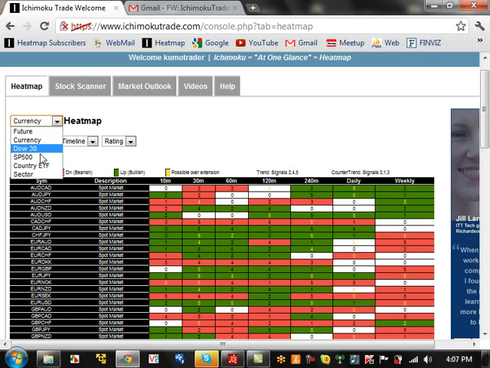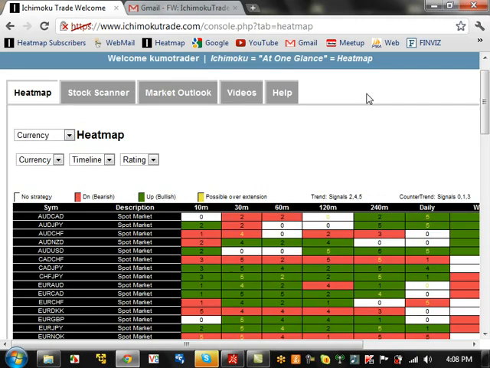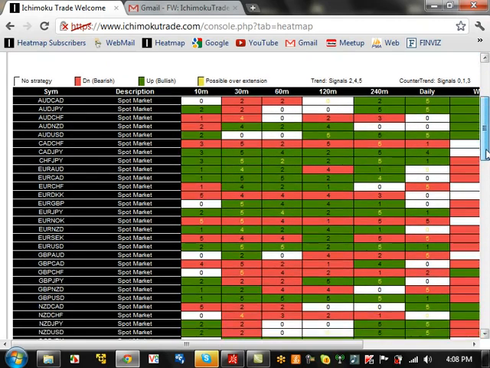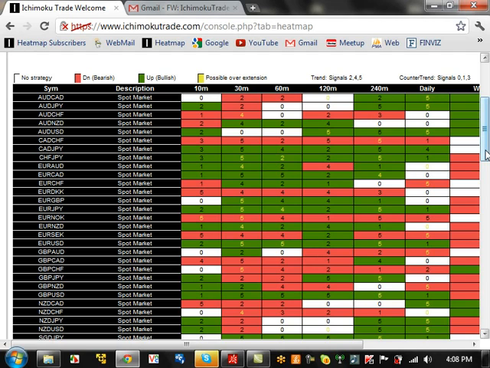We got the Dow 30. We got the S&P 500. We got the country ETFs and sectors too. So these are all heat maps that are available there. Now I'm going to enlarge the screen here, and we're going to go through the currency heat map. If you're interested in the stocks or futures or anything else, don't worry about it. What we go through here works exactly the same way on all those other instruments too.